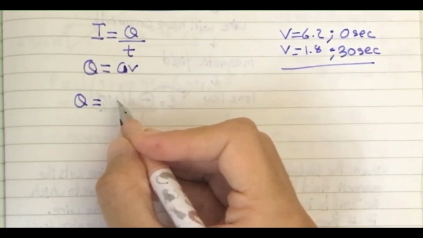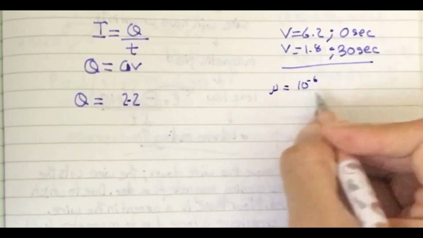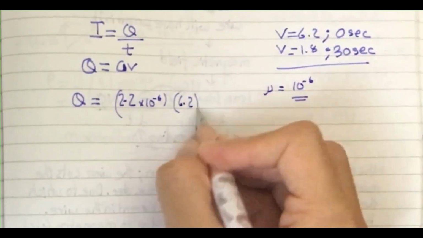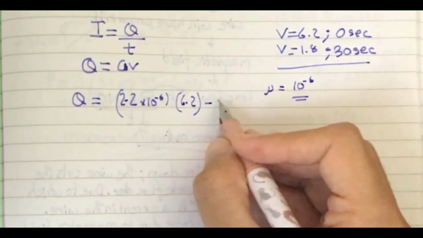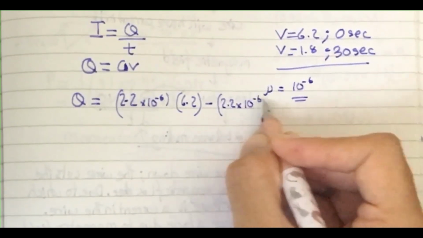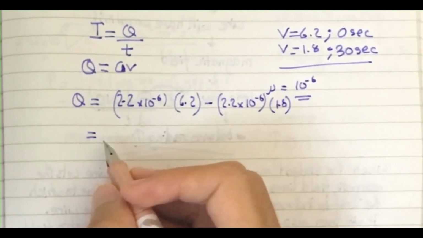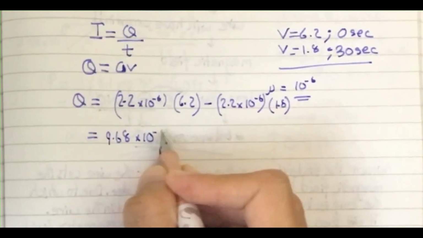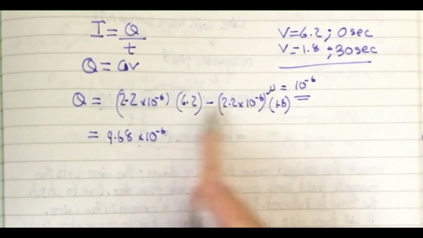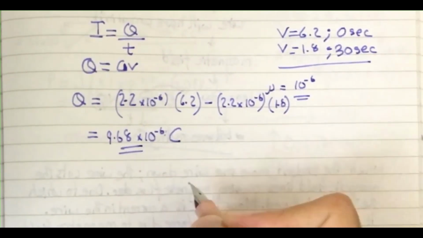So my C is 2.2 µ, and this sign represents 10 raised to the power minus 6. So 2.2 times 10 to the power minus 6, multiplied by the V, that is 6.2 subtracted by the 1.8 at 30 seconds. So it's 2.2 times 10 to the power minus 6 times 1.8. You get the value 9.68 times 10 to the power minus 6, because you need the charge between 0 and 30 seconds. That's why I subtract these both, to get the charge between these values.